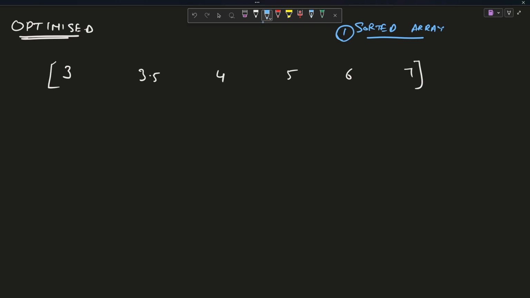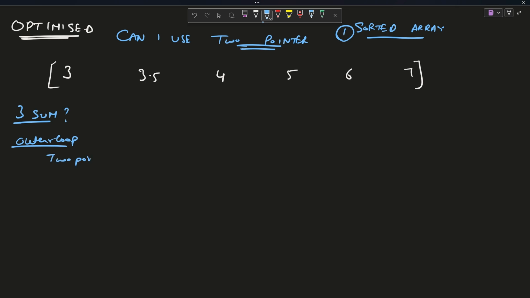Now, my approach says, I have a question for you guys. Can I use two pointers? Is this problem somehow similar to three sum? Yes, it can be. How? In three sum, what do we do? We use an outer loop and then two pointers. Let us do something like that.